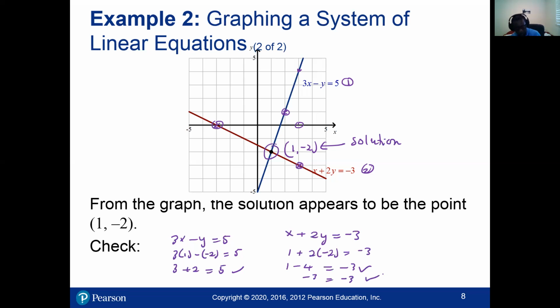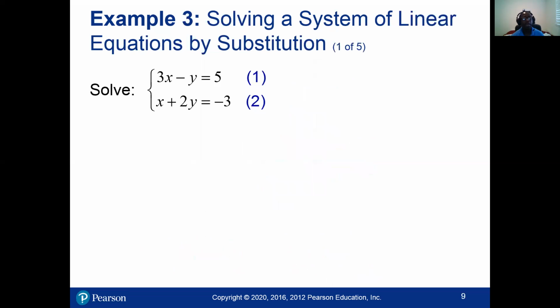Okay, so using the graph, we graph the lines and then read the coordinates of the points of intersection. That will be the solution to the system. Now we take the same system and solve it by substitution.